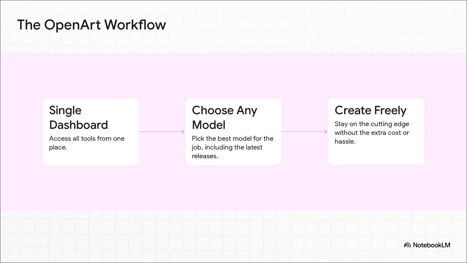So how does it fix this whole mess? It's actually pretty simple. First, one dashboard. No more bouncing between a dozen different websites and logins. Second, you get access to all the top AI models from a single drop-down menu. You just pick the one you need for that specific task. And third, and this is a big one, when a new model drops, OpenArt just adds it to the platform. You don't have to go hunting for it. It really just boils down to this one simple but really powerful idea. A single platform to access every tool you need. The goal here is to let you stop chasing the next big thing and just get back to actually creating.